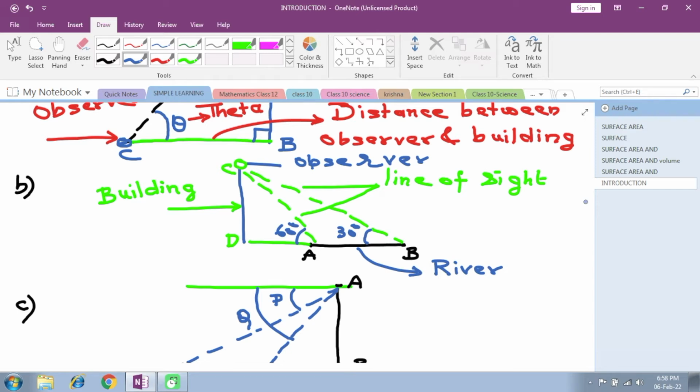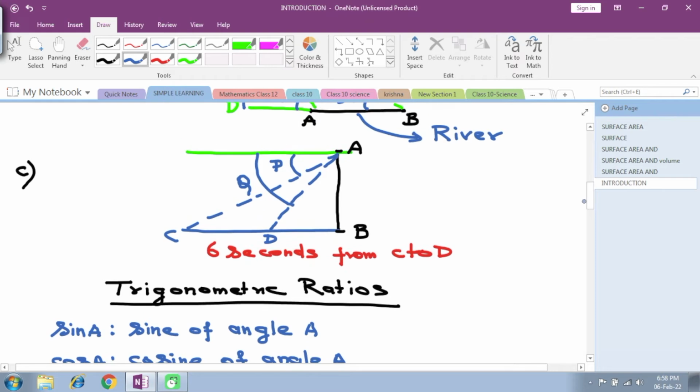Now there is another example. Suppose AB is a tower, right? AB is a tower, and an observer is standing at the point A, that is the highest point of the tower, and looks on the plain straight road CDB. CDB is a road on which a car is moving towards the tower.